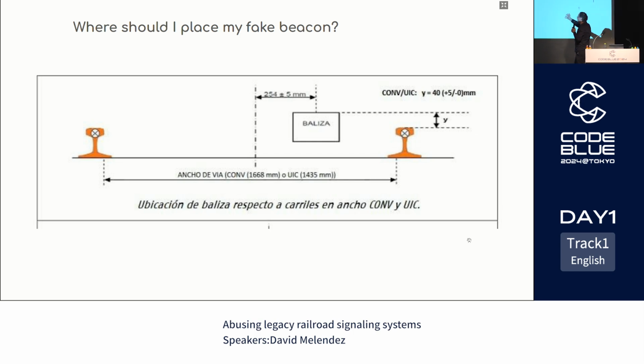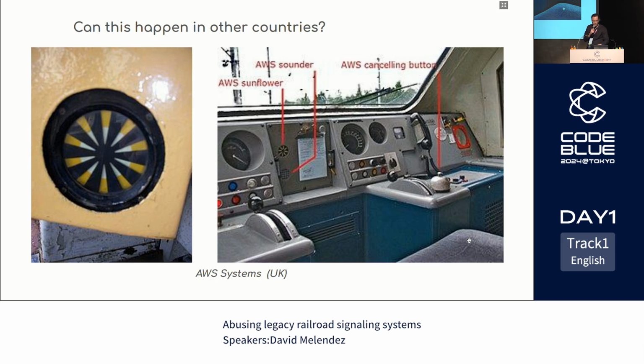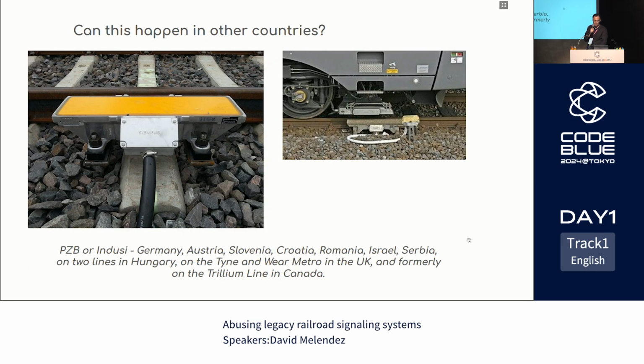Even public documents tell you where to place exactly the device. There's no problem here. Other systems are the same, like the AWS in the UK. In Japan, the legacy control automatic train stop system also has the same technology, as we know. And several systems in Europe, like Germany's Indusi, and so on.